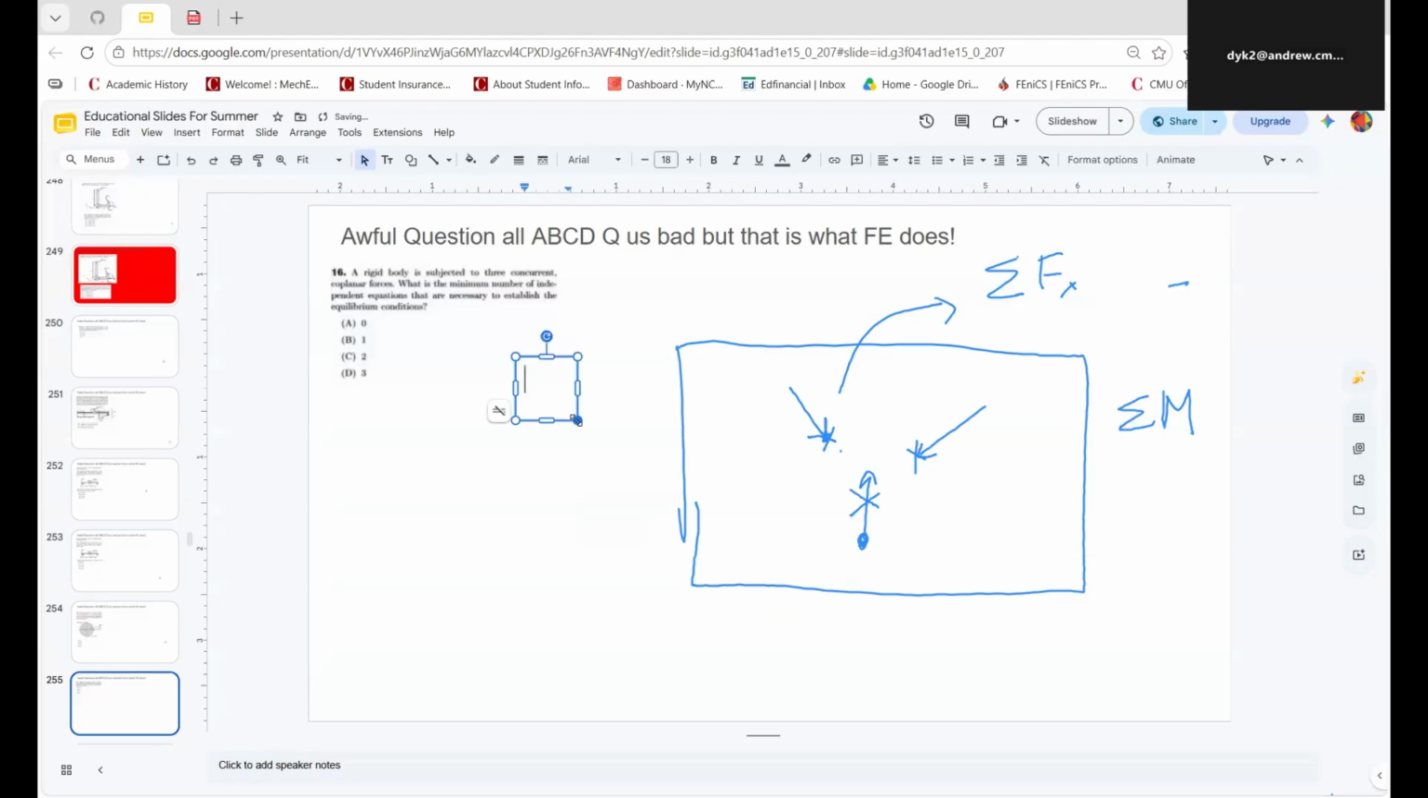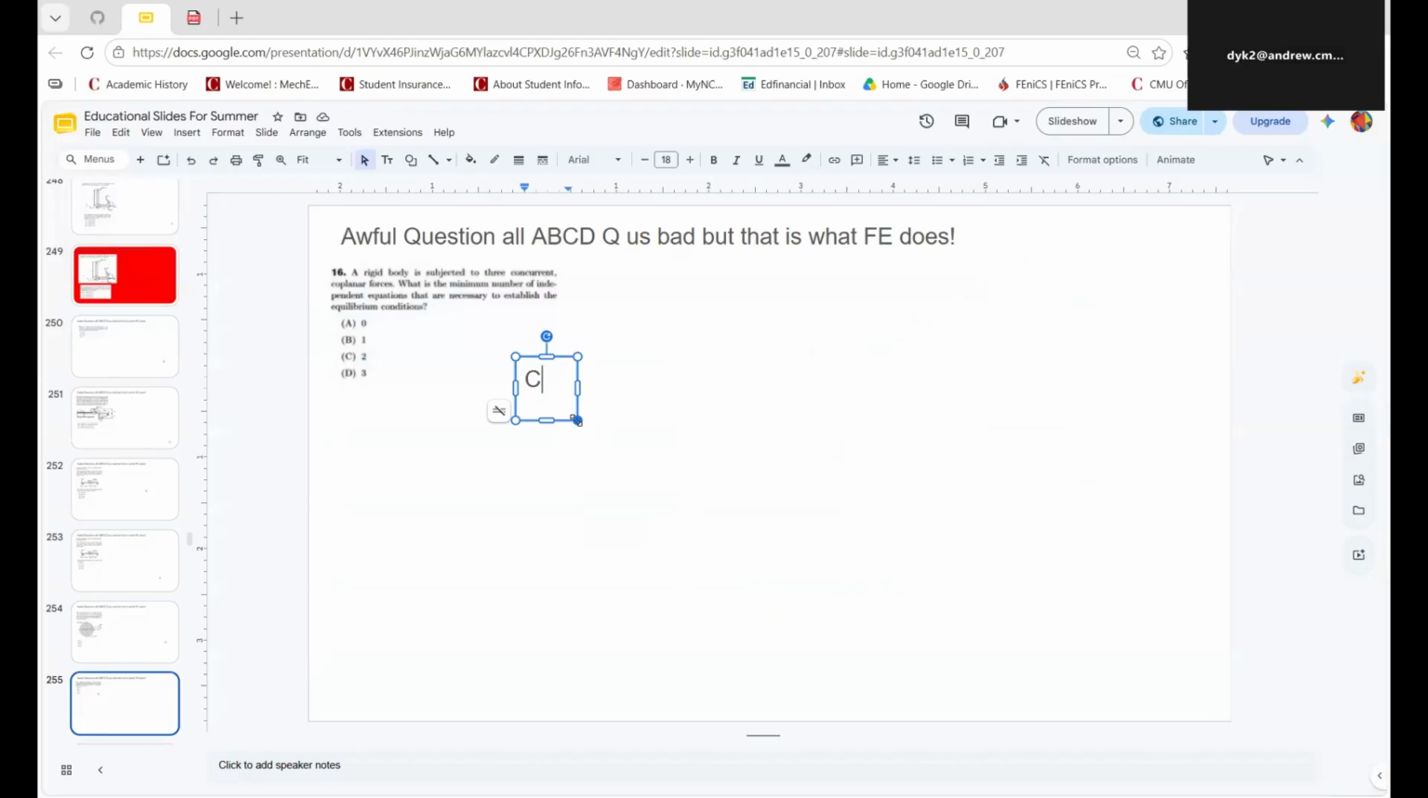Wait, actually, wait a second. I'm wrong. I'm sorry. We don't even have to use moments because it's looking for the minimum independent equations necessary to establish equilibrium conditions, and the equilibrium condition doesn't care about the moment equals 0. So it's just summation of Fx and summation of Fy. So either way is C.